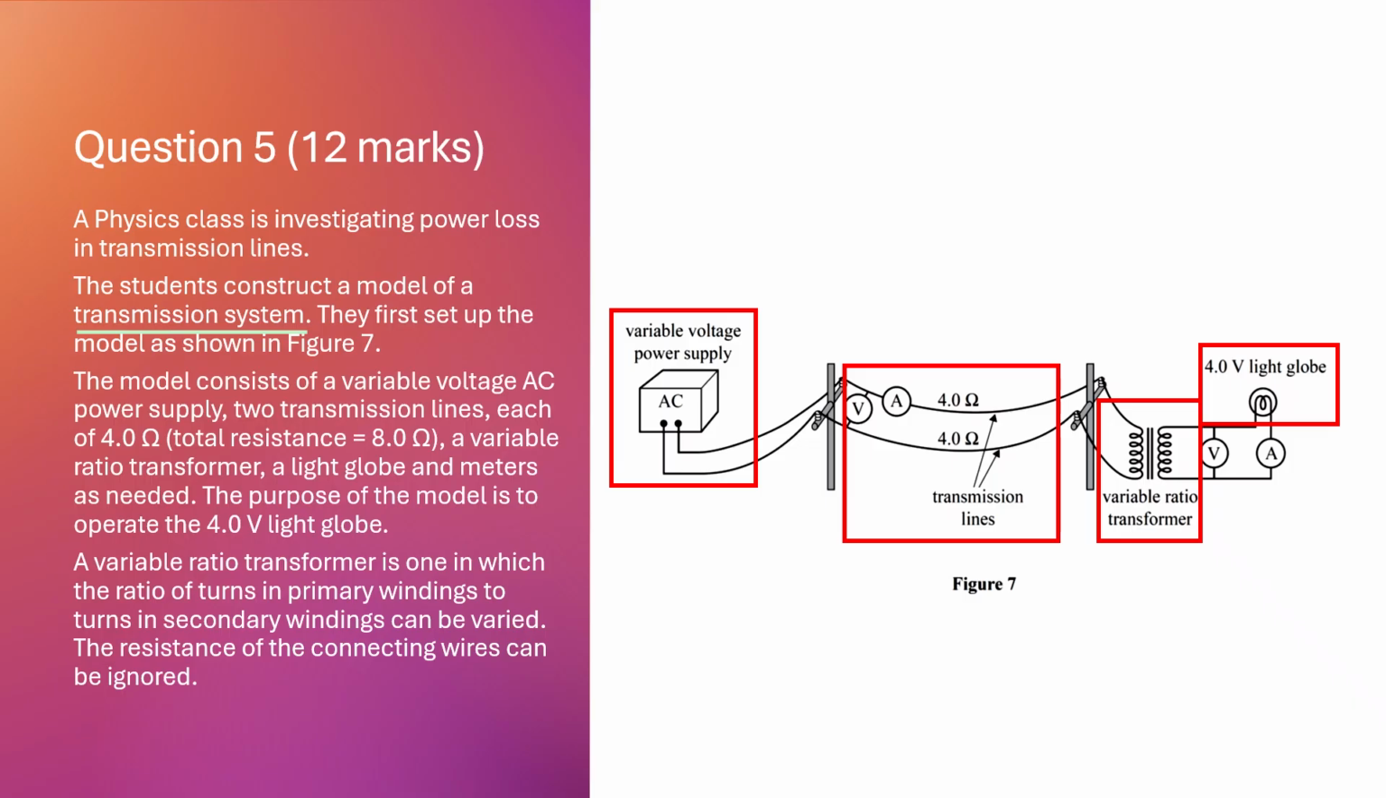The purpose of the model is to operate the 4.0 V light globe. A variable ratio transformer is one in which the ratio of turns in primary windings to turns in secondary windings can be varied. The resistance of the connecting wires can be ignored.